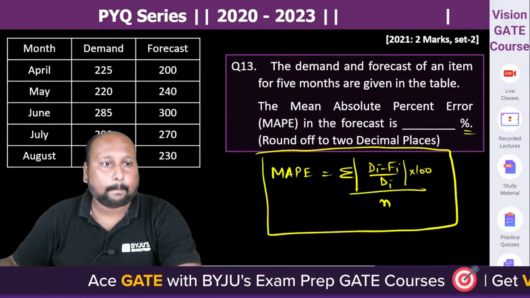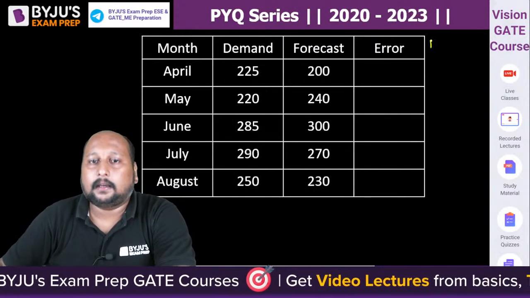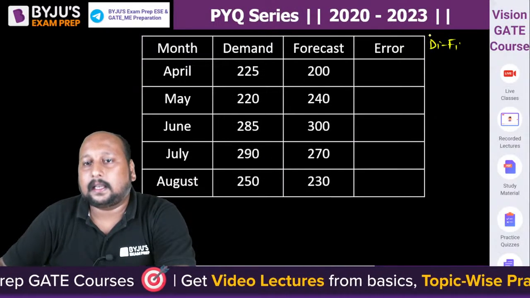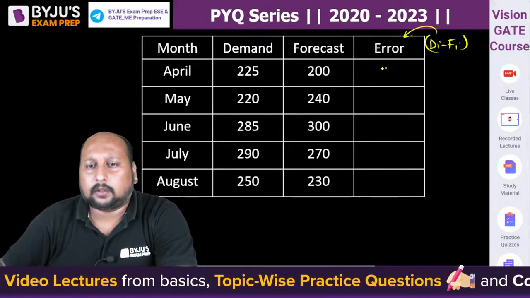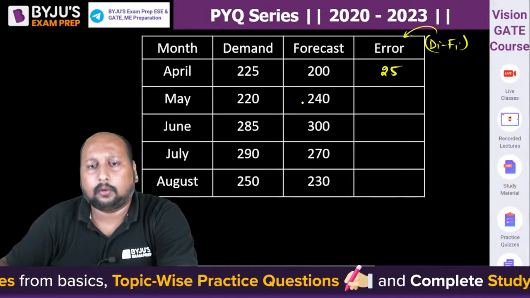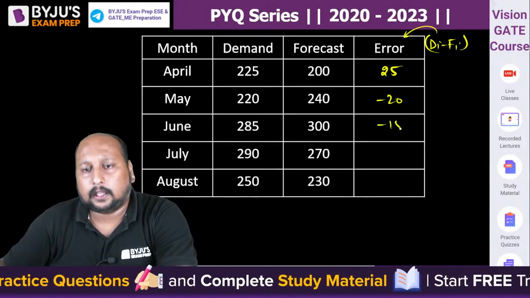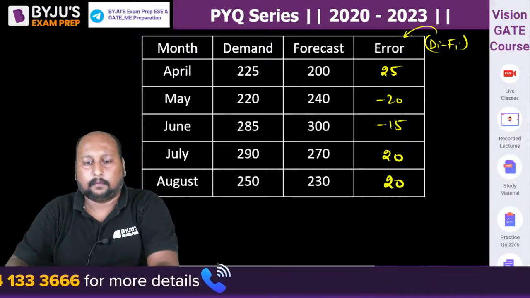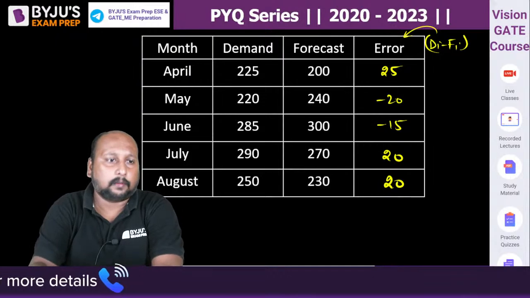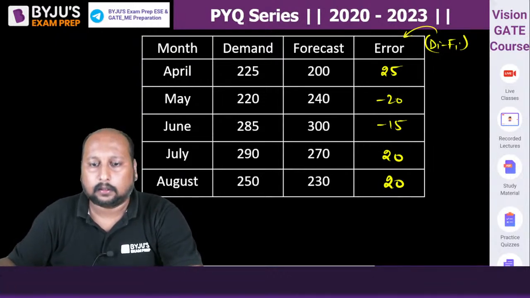Okay, chalo, so let's calculate. What is error? Di minus Fi. This is the error. So Di minus Fi, this is 25. This is 220 minus 240, that is minus 20. 285 and this is minus 15. Any issue or any problem that we are having? Let me check. All good.